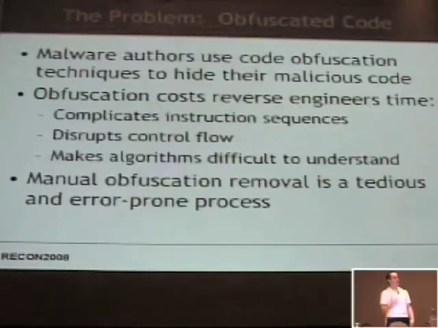So first, obfuscation. What is it? Something that malware authors use a lot to hide their malicious code. They'll do things like anti-disassembly techniques just to try to trick IDA Pro, Olly, whatever your disassembler is, into thinking that maybe certain regions of code aren't valid or visible, or they just try to fill it with junk so it's difficult to understand at first glance. It costs reverse engineers lots of time, disrupts control flow, and removing it manually is difficult and tedious. Like I'll describe with Rustock B, some reverse engineers have spent days, weeks looking at just the decryption routine when really it's pretty simple and just full of garbage.